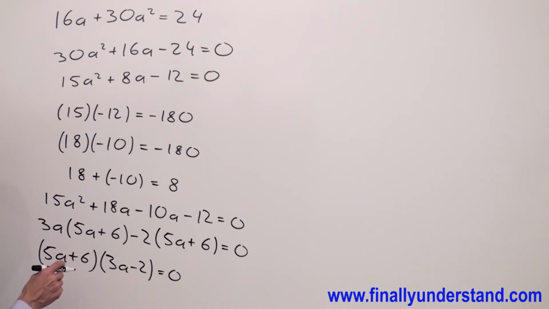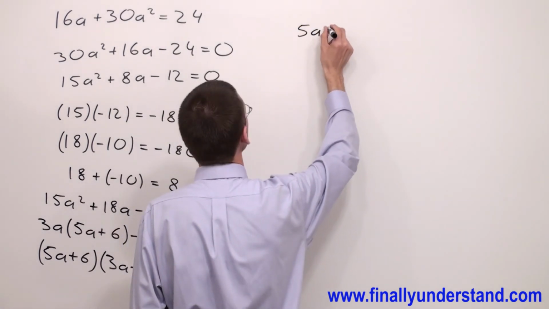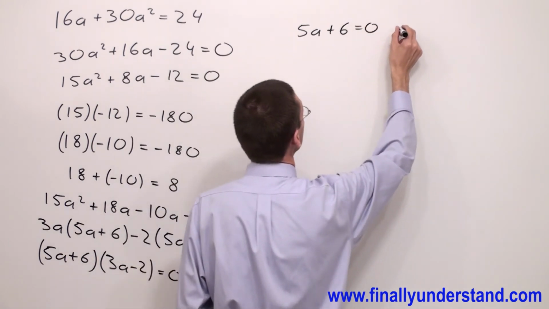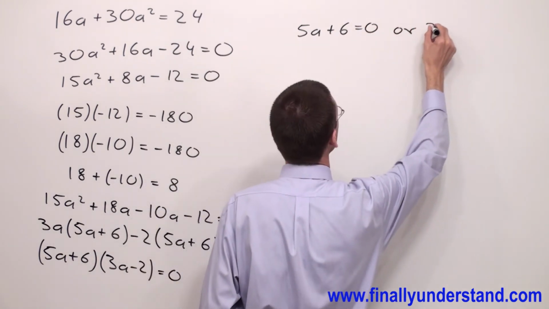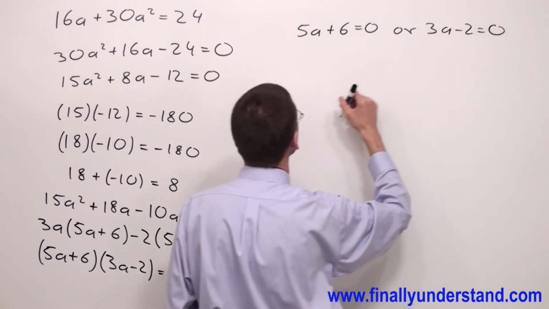Next, please realize that in order to balance this equation, the left side must be equal to 0. In order to have so, we have to realize that one of these factors is supposed to be 0 or both. So I'm supposed to write 5a plus 6 is equal to 0, or 3a minus 2 is equal to 0.